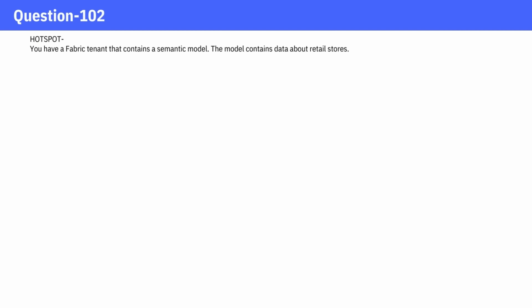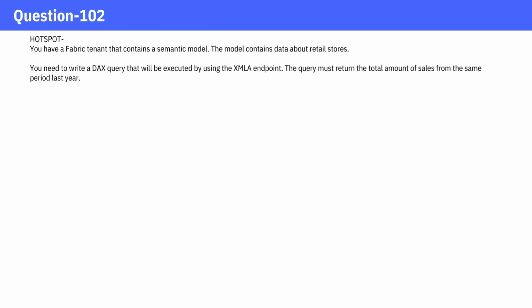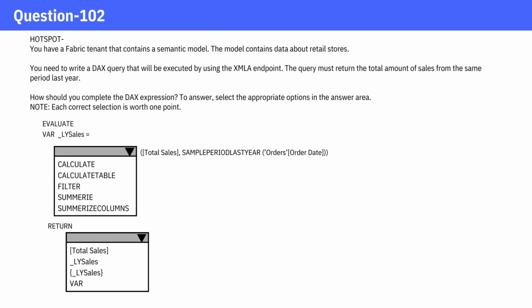You have a Fabric tenant that contains a semantic model. The model contains data about retail stores. You need to write a DAX query that will be executed by using the XMLA endpoint. The query must return the total amount of sales from the same period last year. How should you complete the DAX expression? To answer, select the appropriate options in the answer area. Pause the video and review the code and check the answer.